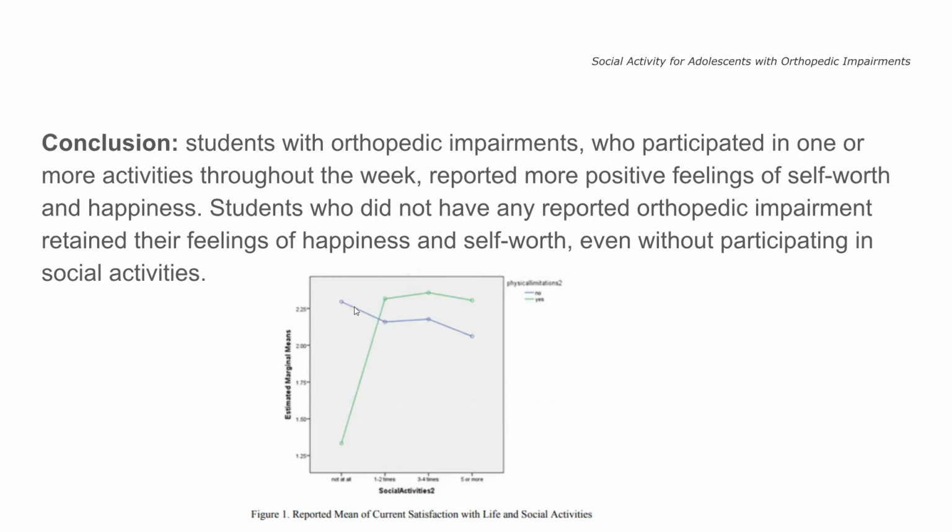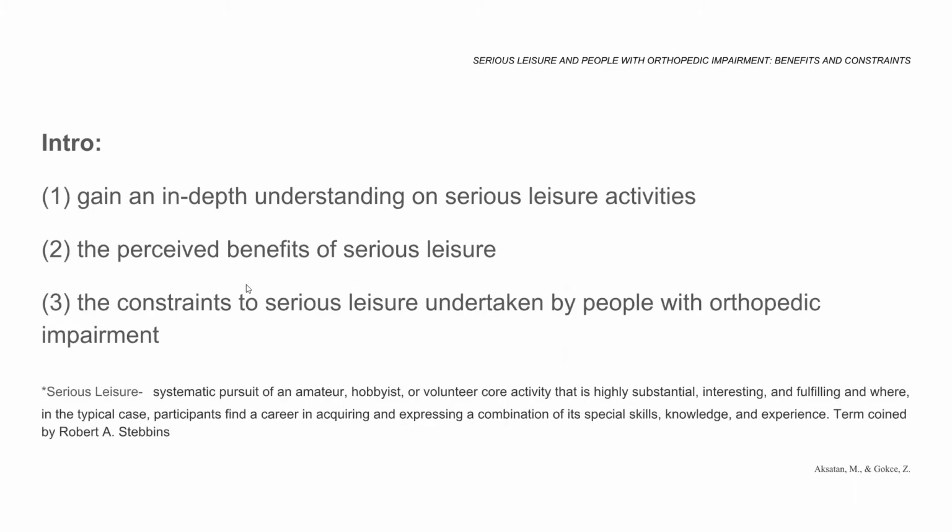This blue line represents individuals with no disability. So even with physical activity or social activities, with or without them, individuals with no disability didn't really see any significant change, but the people with disabilities, orthopedic impairments specifically, they saw a drastic increase in their outlook on life and overall happiness.